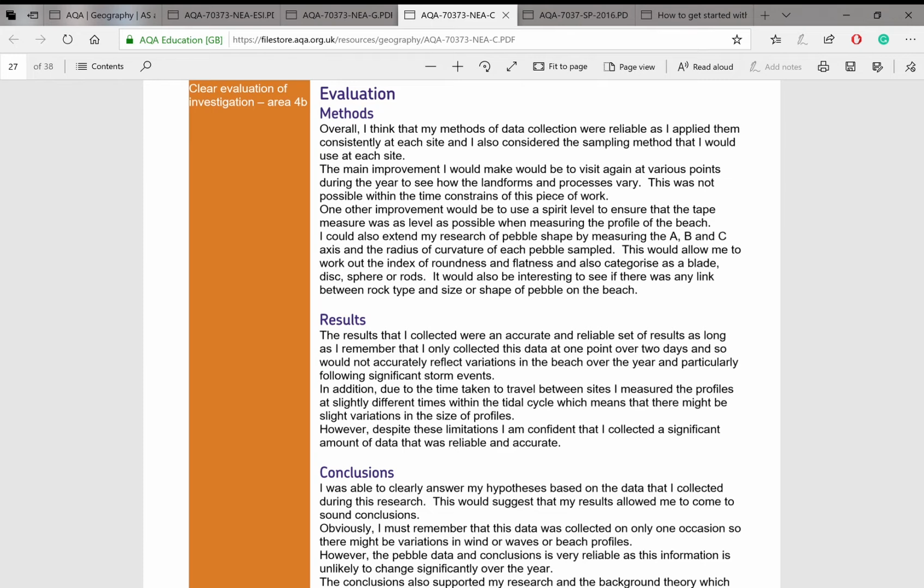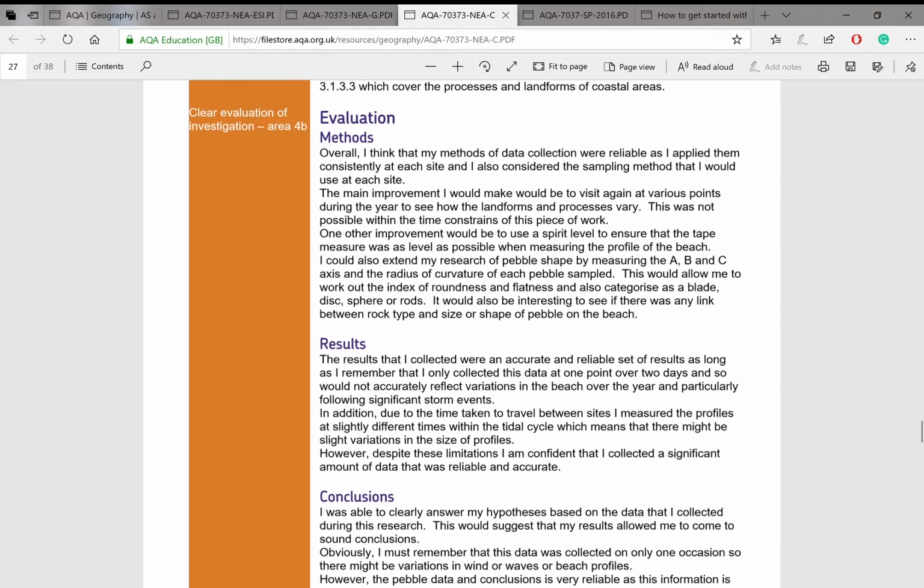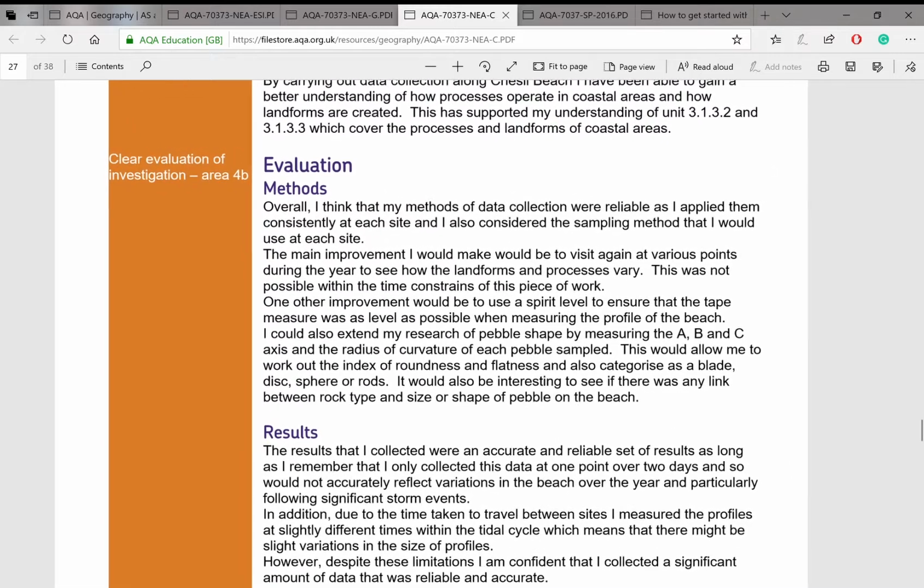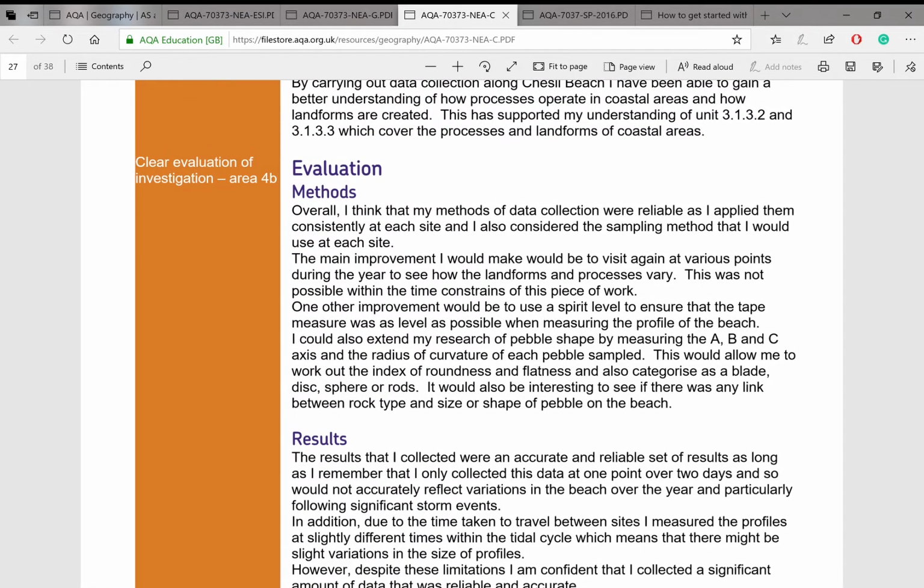So this one takes the approach of evaluating the methods, the results, and the conclusions. So we'll go bit by bit. They start by making a general statement. So overall, I think that my methods of data collection were reliable as I apply them consistently at each site. And I also considered the sampling method that I would use at each site.